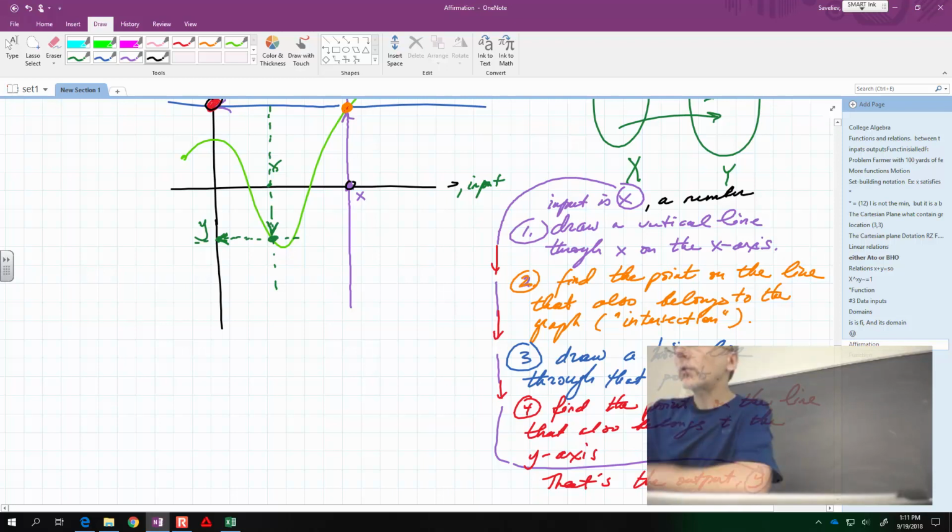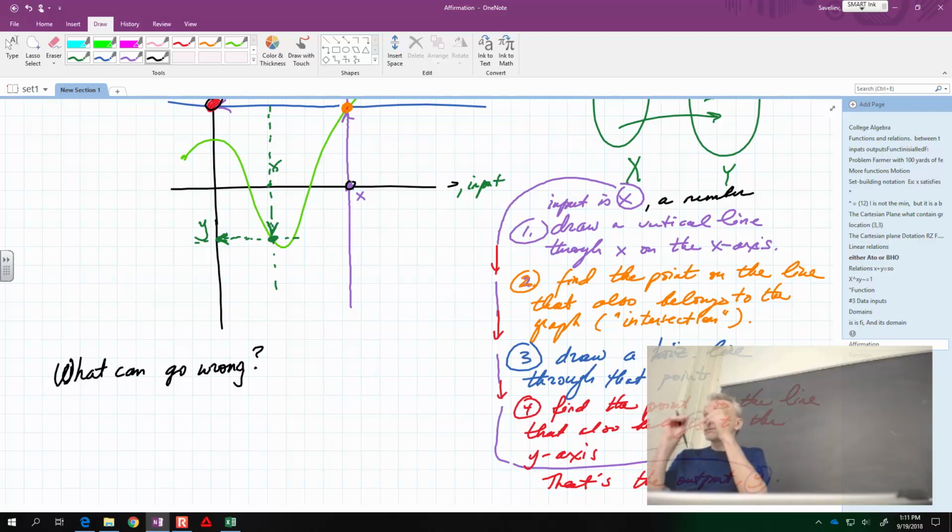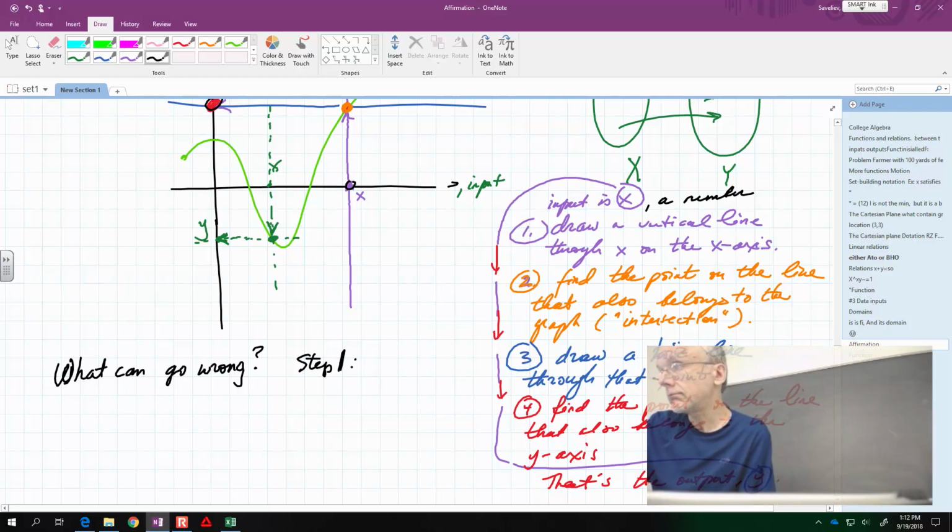Okay, so what can go wrong? Look at the instructions and tell what can go wrong. Now let's go one by one. Step number 1, draw a vertical line through point x on the x-axis. Is there anything that can go wrong with that step? Step 1, what can go wrong? Can you always draw a vertical line through a point? Yeah? Not at the graph. No, you're talking about the second step.